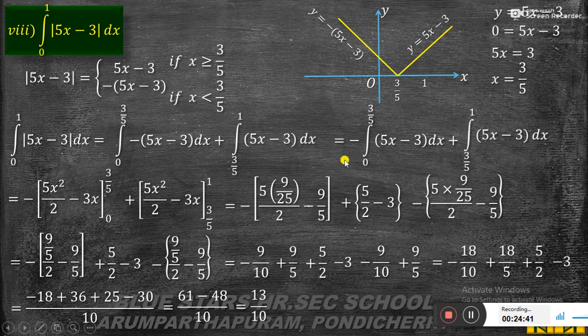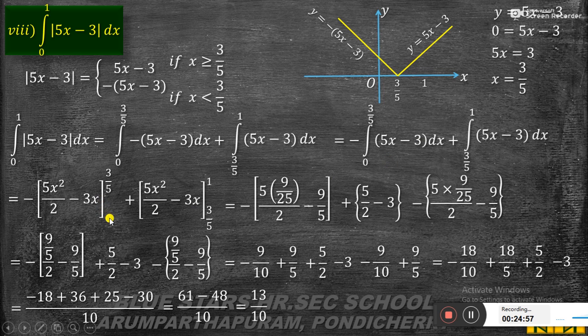So in the next step we write minus of 5 into, I integrate x. The integration of x is x square by 2. I write 5x square by 2 minus 3 into the integration of 3, which is 3x.